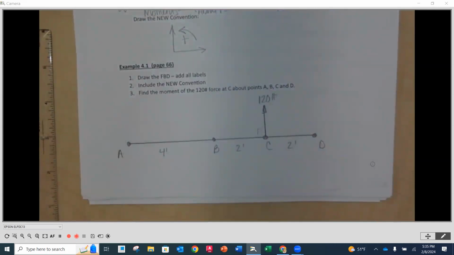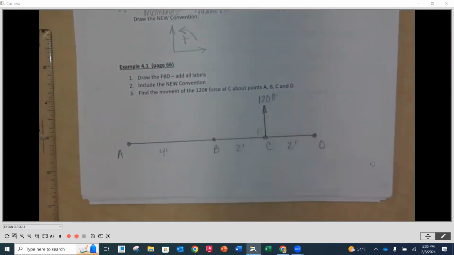So there's my free body diagram. I've got it represented by just a straight line. I've got my points labeled, and my distances labeled as well. I know I did not scale those, but it's a little bigger gap here for the 4 than there is for the 2s. I have my force with an arrowhead.